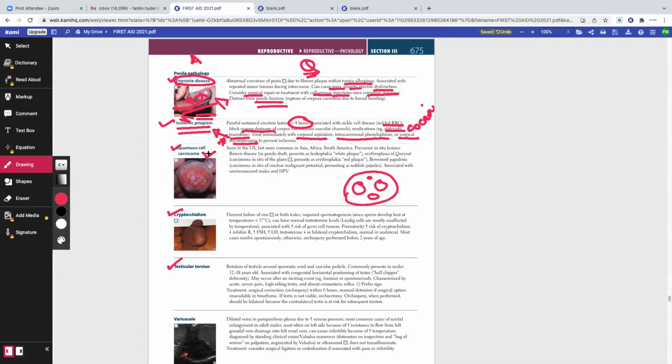Now let's talk about squamous cell carcinoma. Okay. First and foremost, what is balanitis?